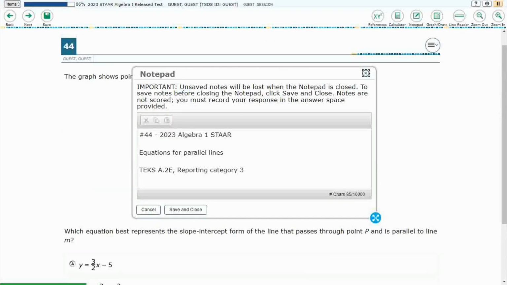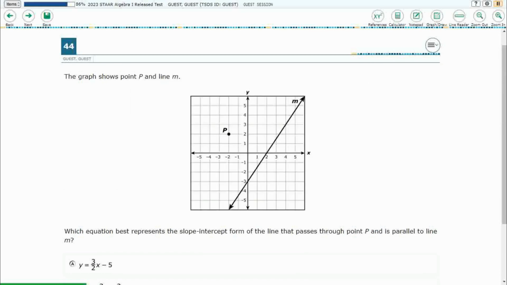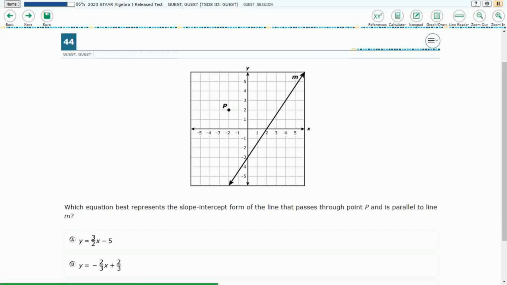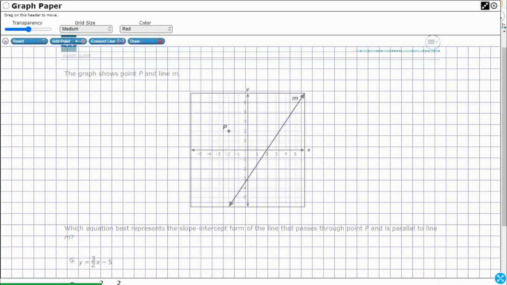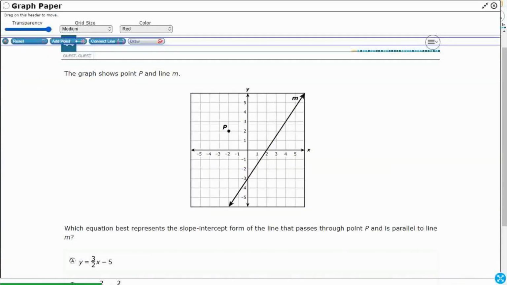So, number 44, we are writing equations for parallel lines. This is TEKS 8.2e in reporting category 3. Now, we've got one line that's drawn for us here, and we need to find an equation that represents the slope-intercept form of the line that passes through point P. But here's the key right here: passes through point P and is parallel to line M.